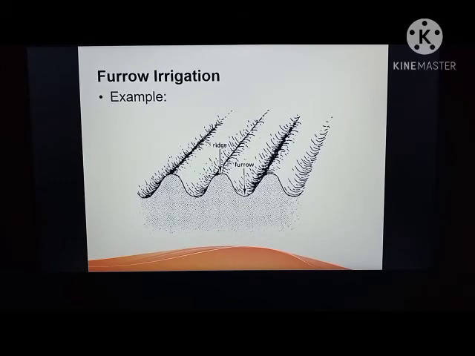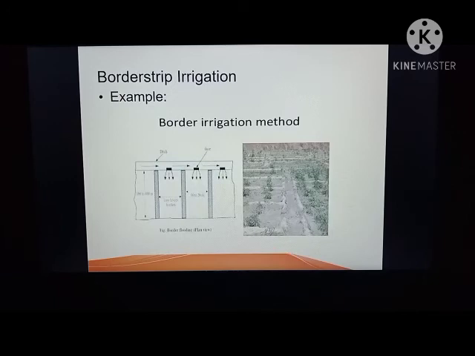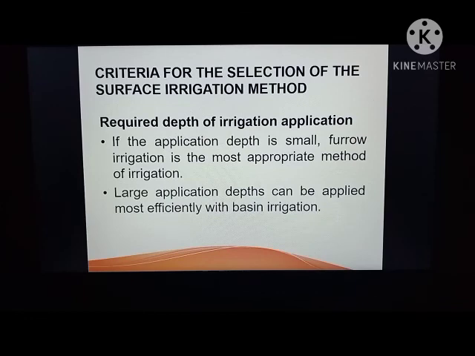Here is the example of furrow irrigation. As you can see, we have the ridges and the furrow, where the furrow is where the water goes, and the ridges is where the plant will be planted. This is the example of border irrigation. It consists of ditch, gates, and is separated by bands.